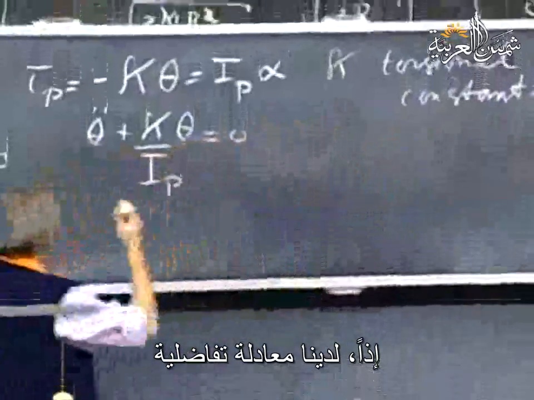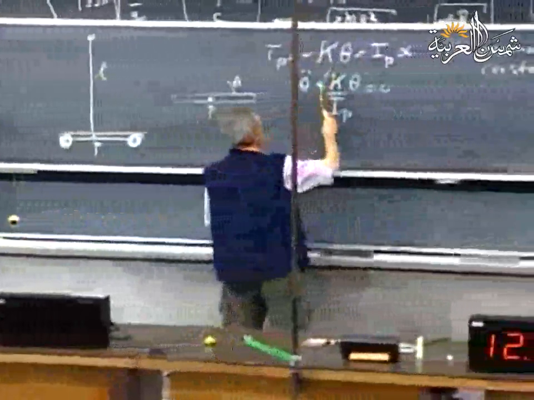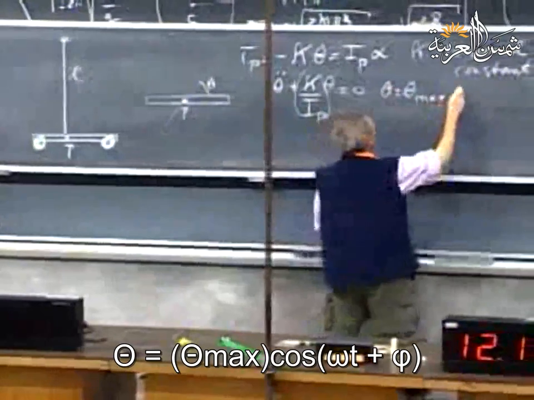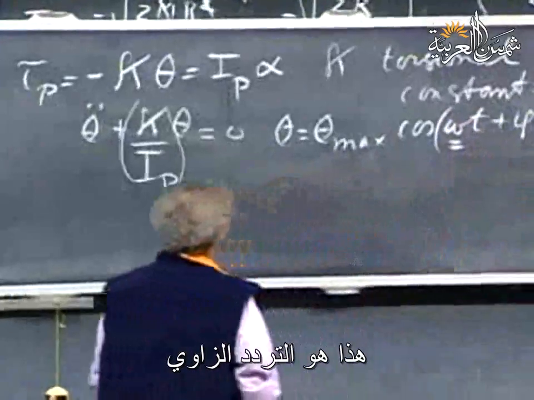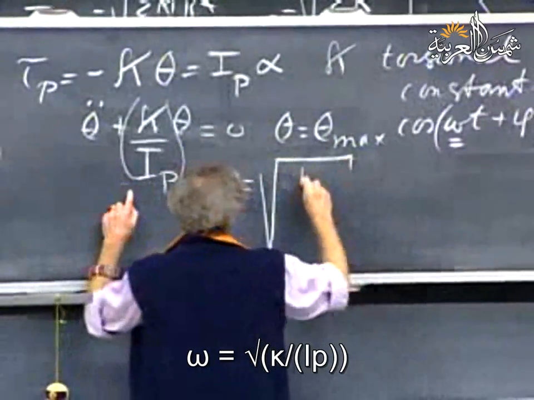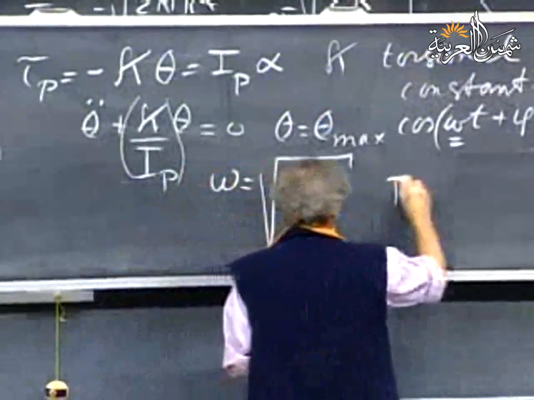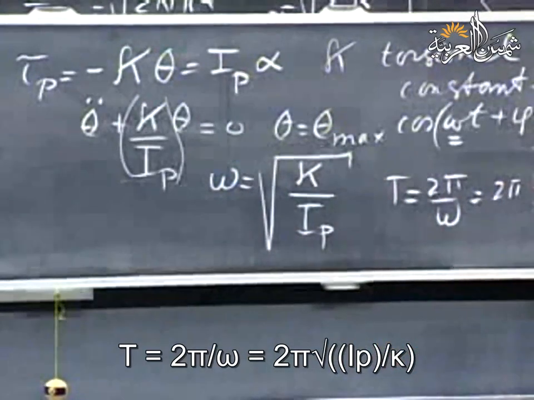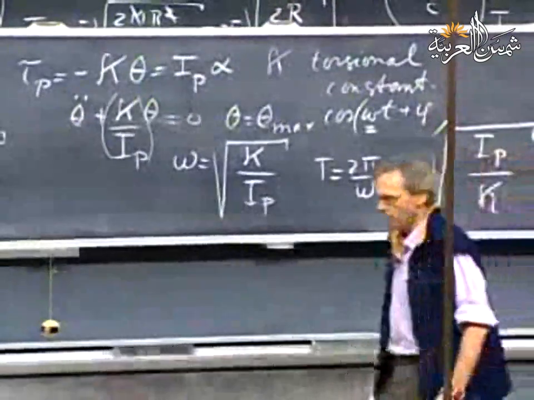So we have a differential equation. It's clear that you're going to see a simple harmonic oscillation. This is a constant. And so you're going to get theta equals theta maximum times the cosine of omega t plus phi. It's getting boring. This is the angular frequency. Angular frequency omega is the square root of kappa divided by the moment of inertia about point P. And therefore the period, which is 2 pi divided by omega, equals 2 pi times the square root of the moment of inertia about point P divided by kappa.